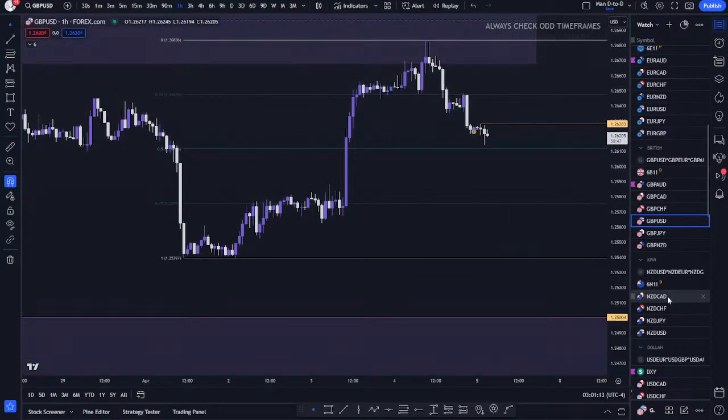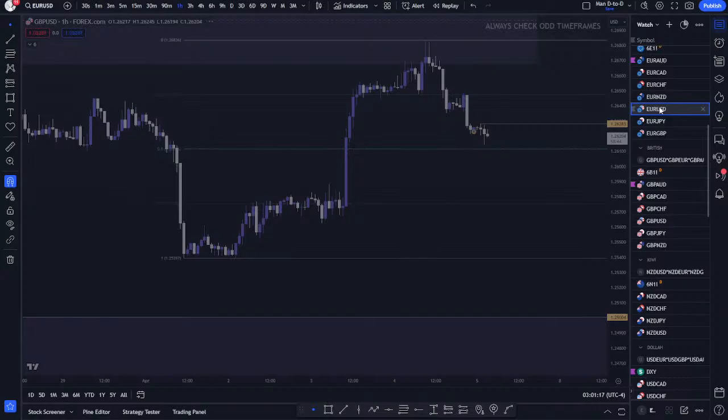So yeah, I am not bullish on AUD USD. I'm not bullish on euro dollar. I am not bullish on NZD dollar and dollar cross. I'm bearish.